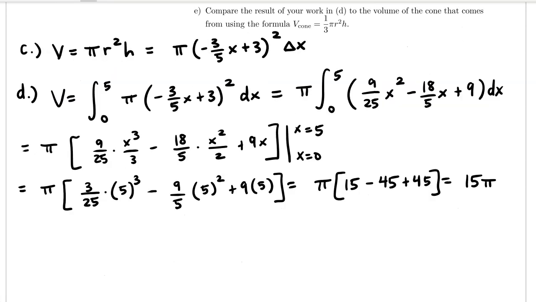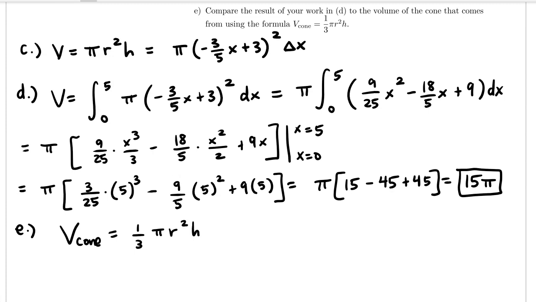calculation. All right, so I evaluated my antiderivative using my limits of integration, and when you simplify that, you end up getting 15 pi. Now, part E says, compare the result of your work in part D to the volume of the cone that comes from using the formula, and you likely would have seen this formula in geometry. So I'm just going to copy down this formula: the volume of a cone is equal to 1/3 pi r squared times h.